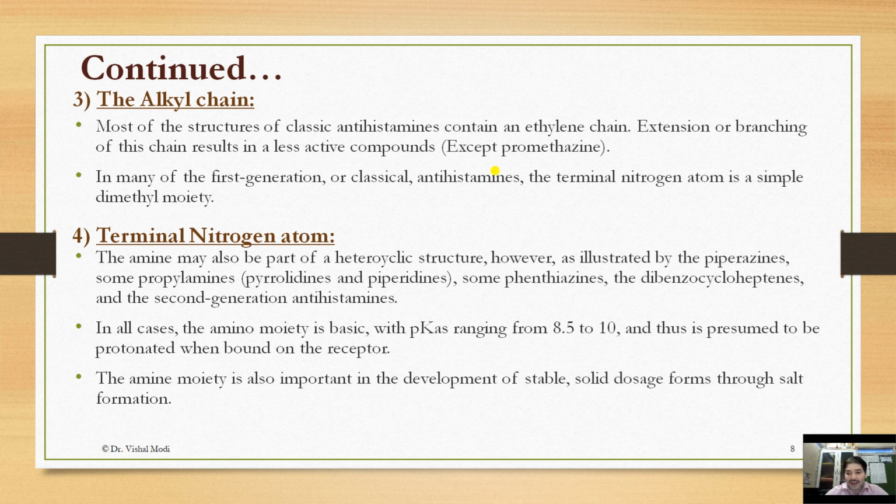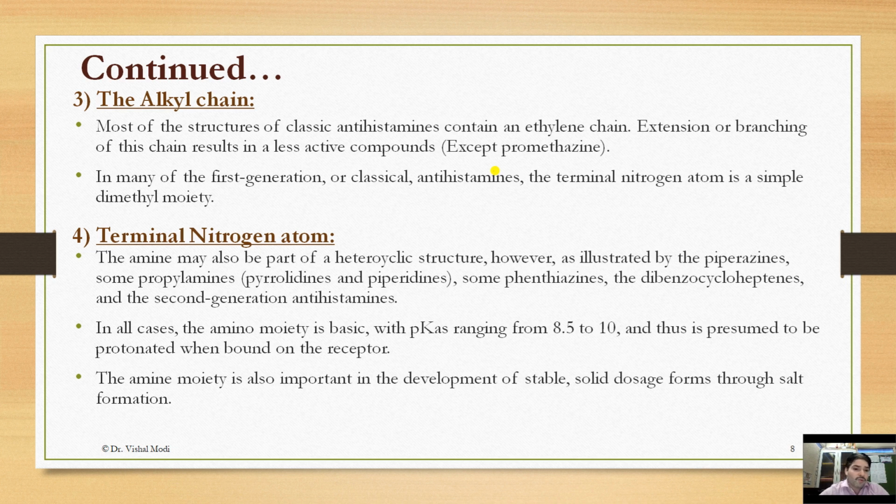Number 3, the alkyl chain. Most of the structures of classic antihistamines contain an ethylene chain. Extension or branching of this chain results in a less active compound, except promethazine derivatives. In many of the first generation or classical antihistamines, the terminal nitrogen atom is a simple dimethyl moiety.